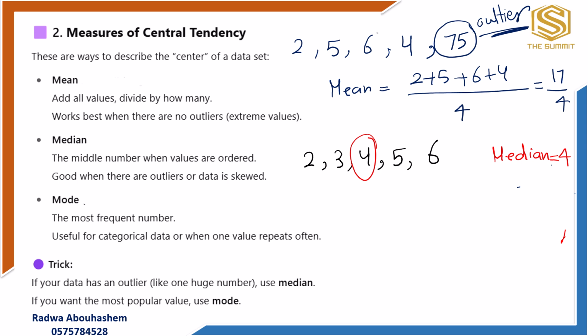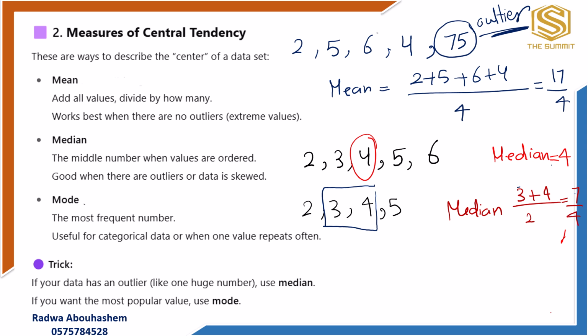What if I have an even number of values? For example, 2, 3, 4, and 5. So I will take the average of the two middle values. Where's the middle here? What is the average? Add and divide by 2. So the median here would be 3 plus 4 over 2, so 7 over 2, which means 3.5. This is the median.